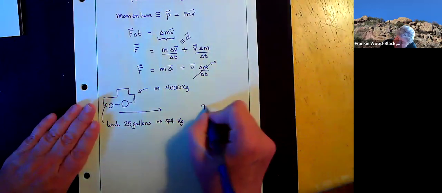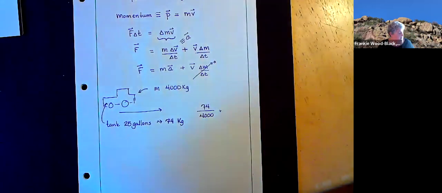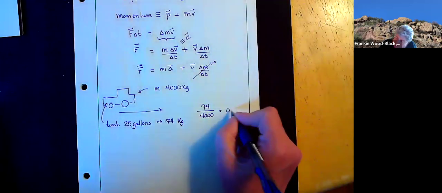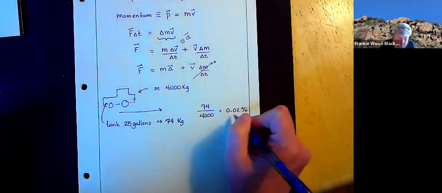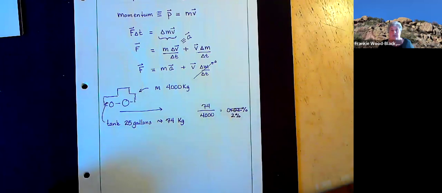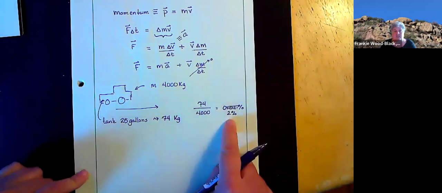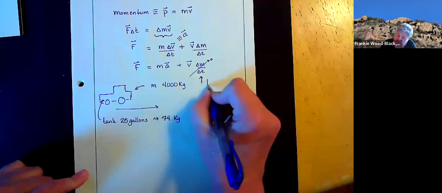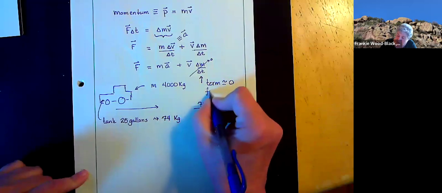Well, 74 kilograms over 4,000 kilograms is equal to 0.02, or about, no, it's about 2% or less of the car's mass. So over a short distance, I'm not changing very much. So I can look at this particular term as approximately equal to zero for many cases.